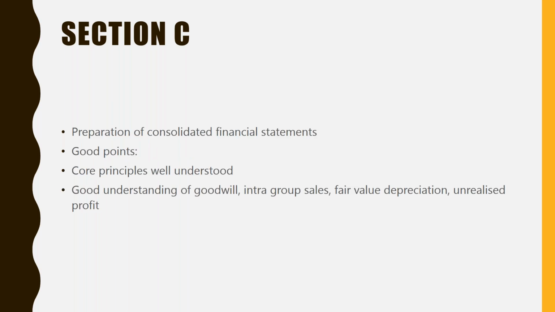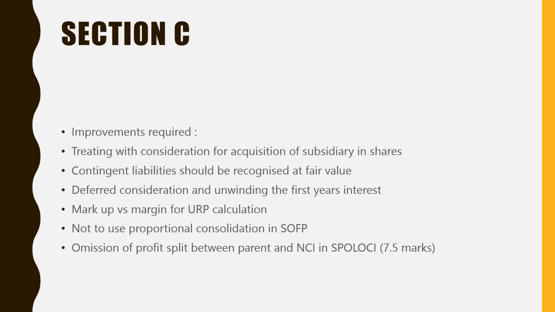Preparation of consolidated financial statements. Good points. People seem to understand how to do goodwill, how in the profit or loss account to eliminate intra-group sales, how to do the fair value depreciation calculation, and the unrealized profit on stock. So those were good. What you should also try to improve on, if you don't know this, is how to deal with consideration where you acquire a subsidiary in shares. So he normally gives you the information, and you are going to issue shares in order to get shares of the subsidiary, and he gives you a formula to do it. For every 2, you get 3 shares. For every 1 share, you give 2 shares.